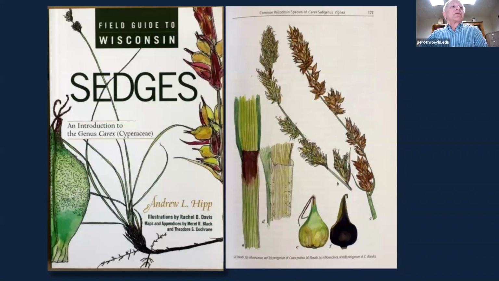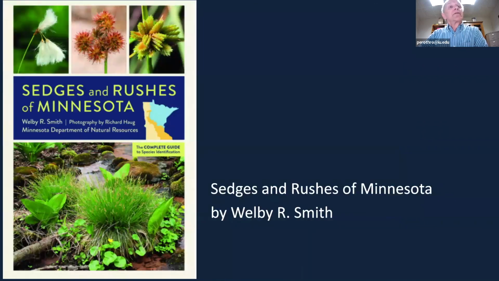The second recommendation is a book by my friend and colleague, Andrew Hipp, who is at Morton Arboretum. His field guide to Wisconsin sedges is excellent and includes charming watercolor images done by his wife, Rachel Davis. And third and finally, a rather new publication entitled Sedges and Rushes of Minnesota by Welby R. Smith. It has wonderful photographs, good descriptions of the plants and their habitats.